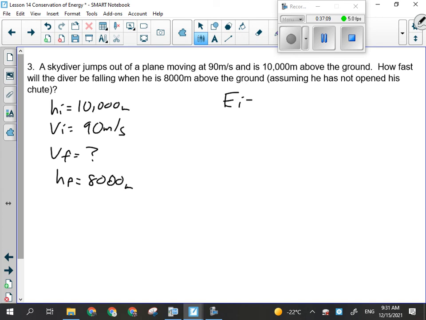So there's no mention of any other forces. In fact, they specifically said the chute's not open. There's no friction. It's just gravity. So we have both kinds of energy at the beginning, EP initial and EK initial, and we have both kinds at the end. What I'm looking for is part of which one of those? EKF, right? I'm looking for the final speed. So I need to get that by itself by doing what with EP final? Right.